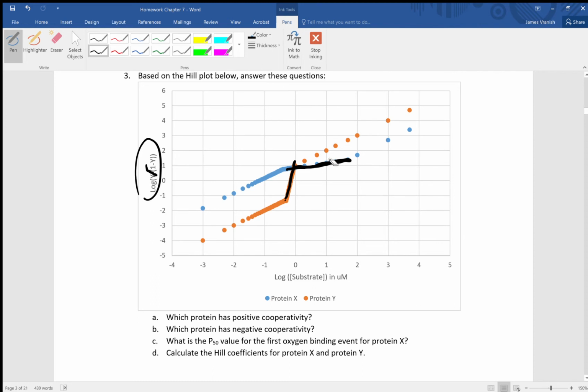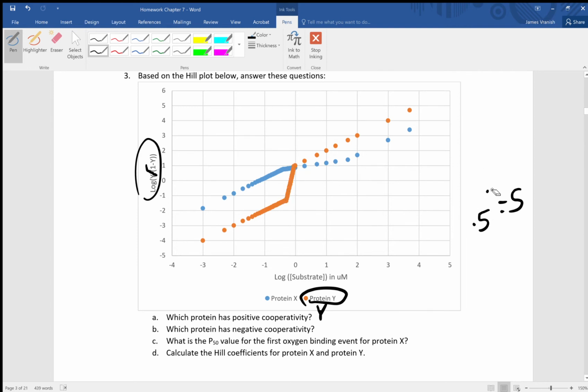Well, we'll focus on the orange case. How do we figure out slope? It's rise over run. The rise in this region is probably about 2.5. The run, the distance it traveled, is about half, so about 0.5. So the slope here is roughly 5. That means the Hill coefficient is 5. A Hill coefficient greater than 1 corresponds to positive cooperativity. So protein Y, the orange curve, has positive cooperativity.